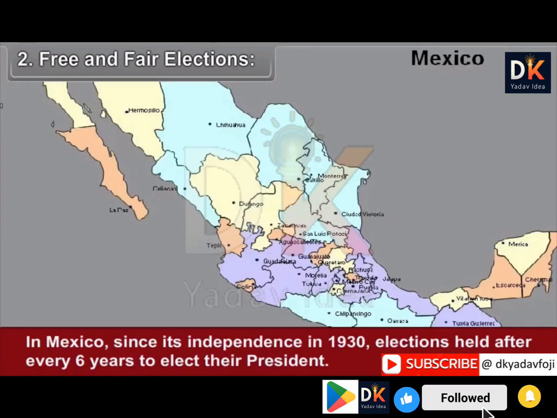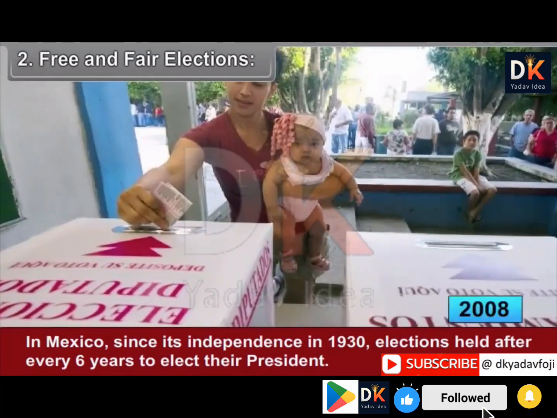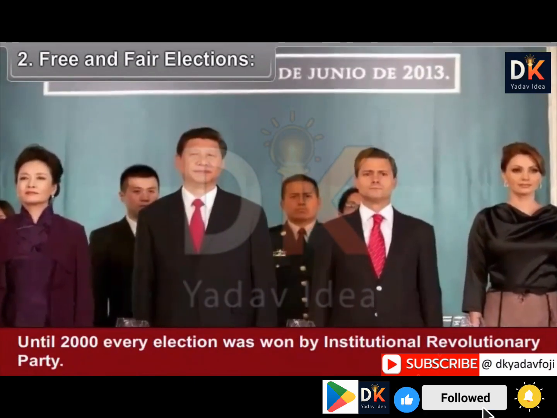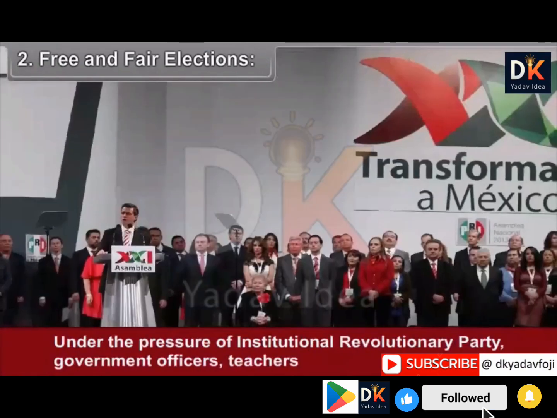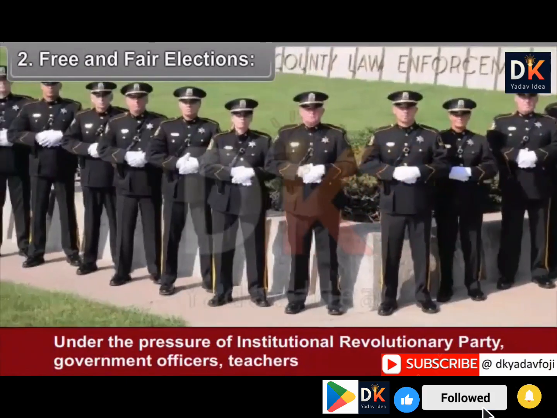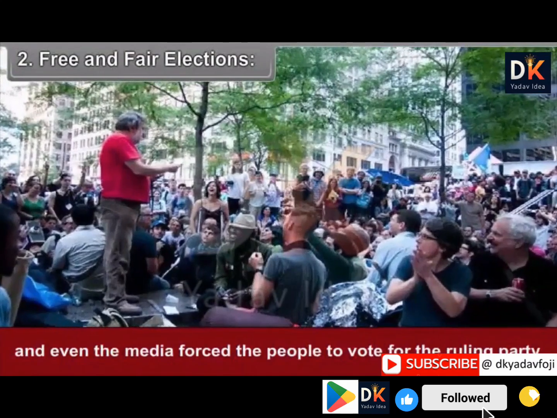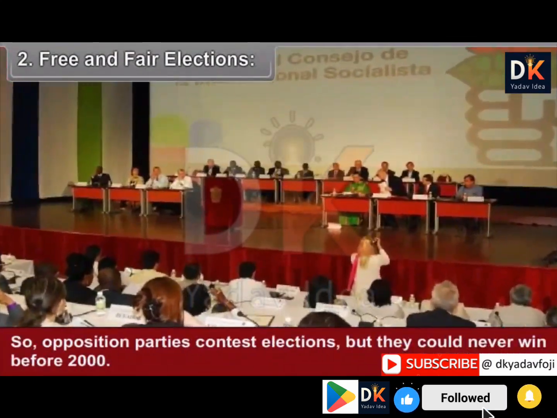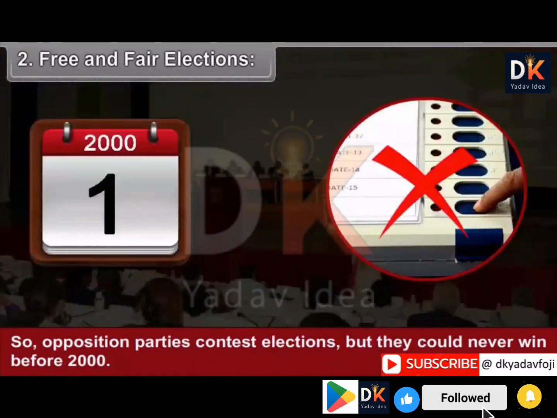In Mexico, since its independence in 1930, elections are held after every 6 years to elect the president. Until 2000, every election was won by the Institutional Revolutionary Party. Under the pressure of the Institutional Revolutionary Party, government officers, teachers and even the media forced the people to vote for the ruling party. So, opposition parties did contest elections, but they could never win before 2000.